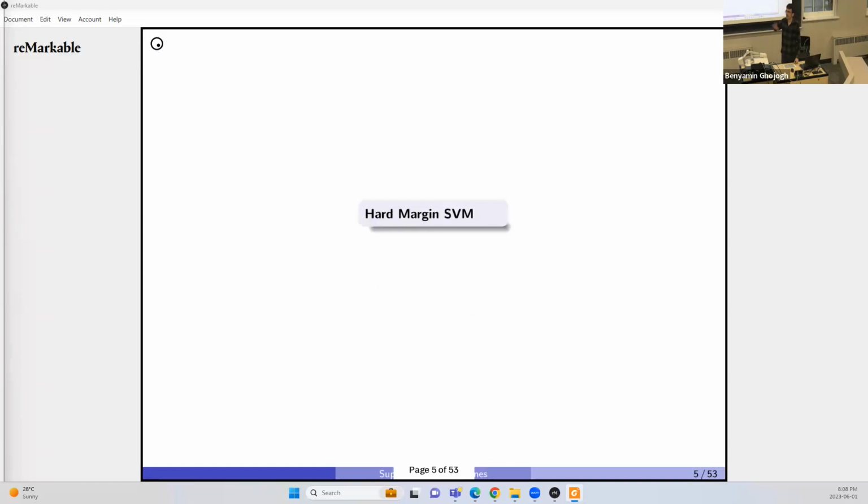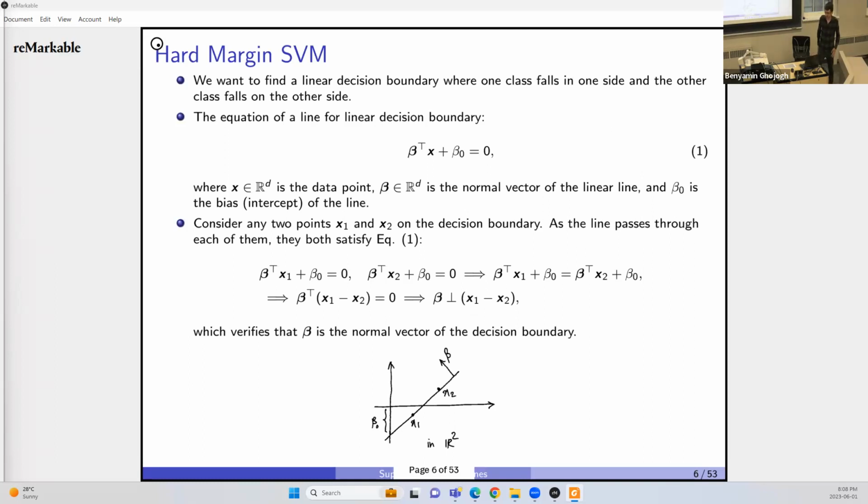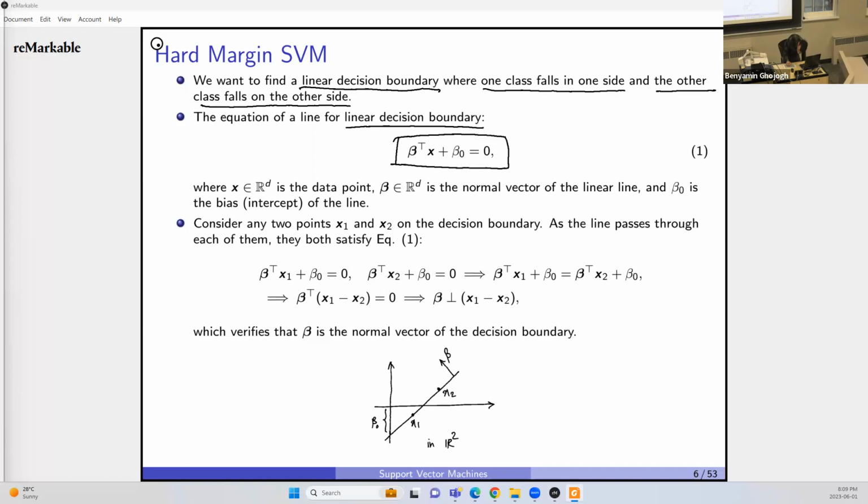So now we understood the idea behind SVM in the year 1974. Now let's see how to model it mathematically. We want to find a linear decision boundary for binary classification, where one class falls on one side and the other class falls on the other side. The equation of a line for a linear decision boundary is beta transpose x plus beta zero equals zero, where x is the d-dimensional data point, beta is also a d-dimensional normal vector of the line, and beta zero is the bias or intercept of the line.